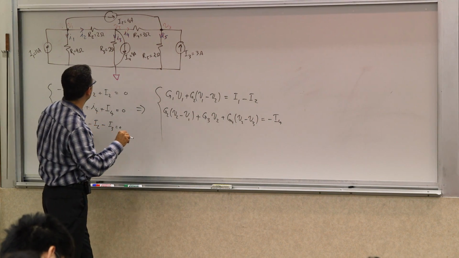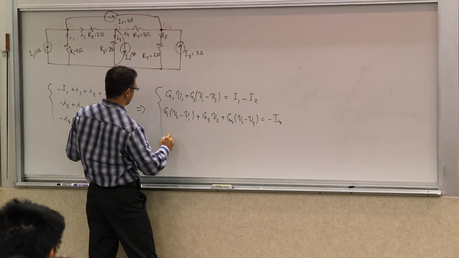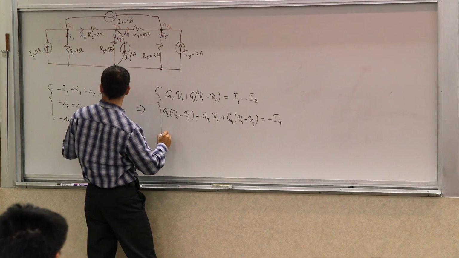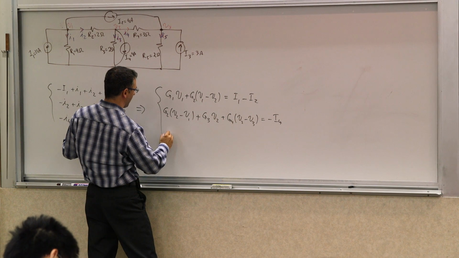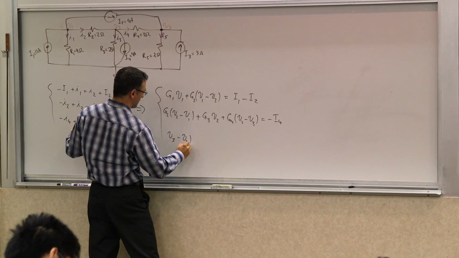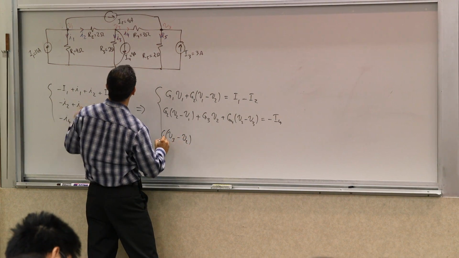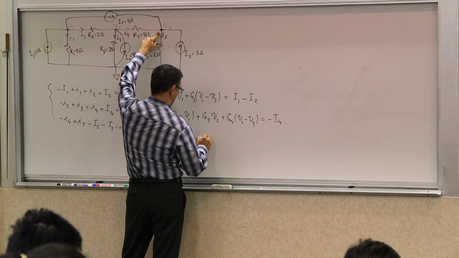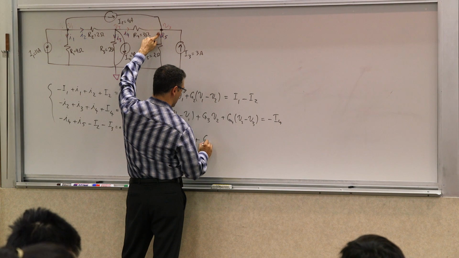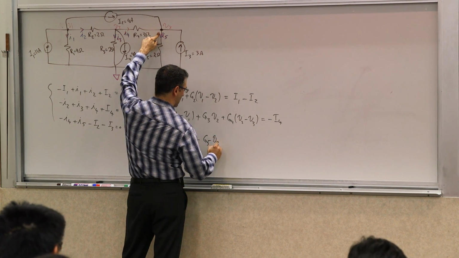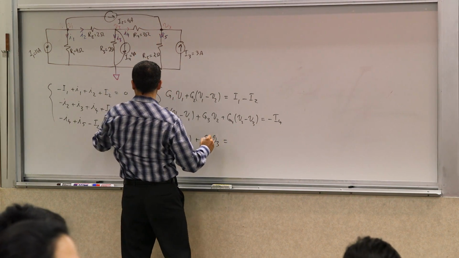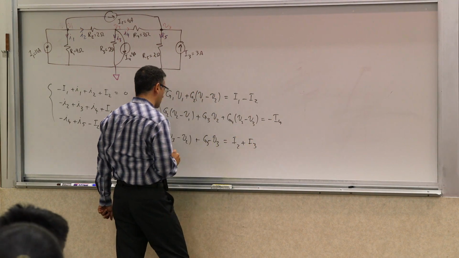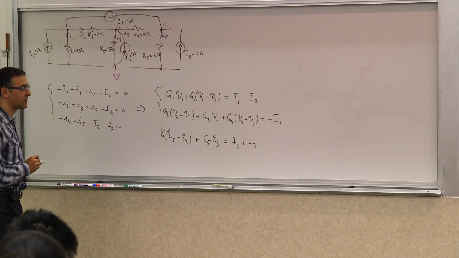Now, how about this one? Negative I4, right? Negative I4 is V3 minus V2 times G4, plus G5 V3, equals, I move these to the other side, I2 plus I3. So those are the three equations in terms of voltages.